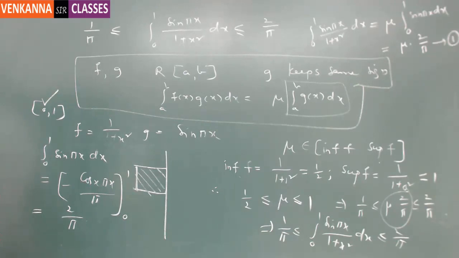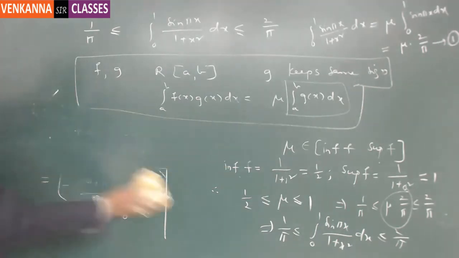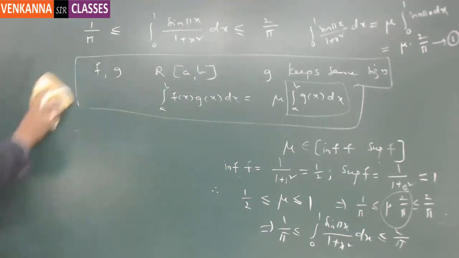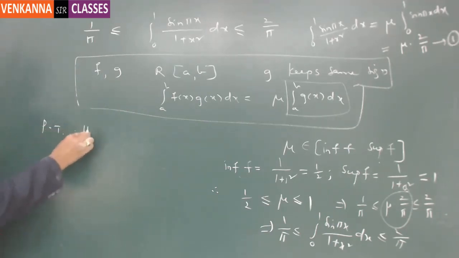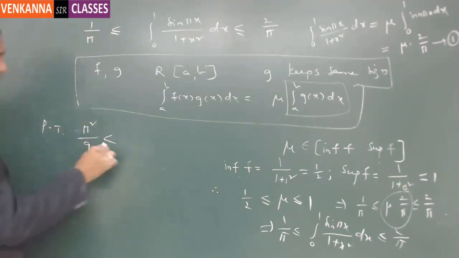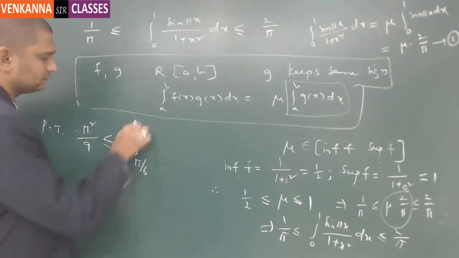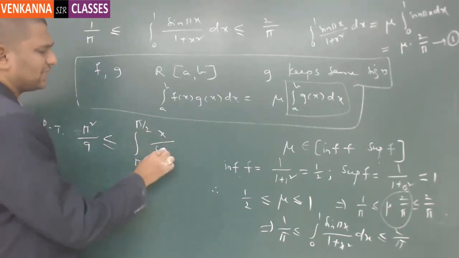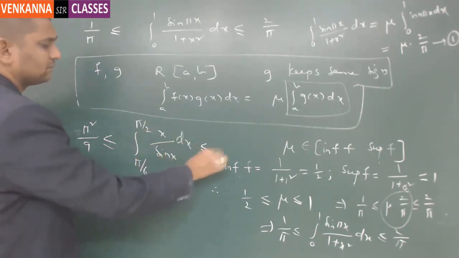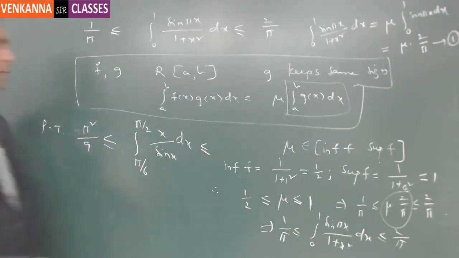Right. Then you take one problem as an assignment. I think it is given in the previous year papers. It is very easy to attempt, not at all difficult. I'll give the respective hint also. So the question is, prove that pi square by 9 is less than or equal to integral pi by 6 to pi by 2 x by sin x dx, which is less than or equal to 2 pi square by 9.